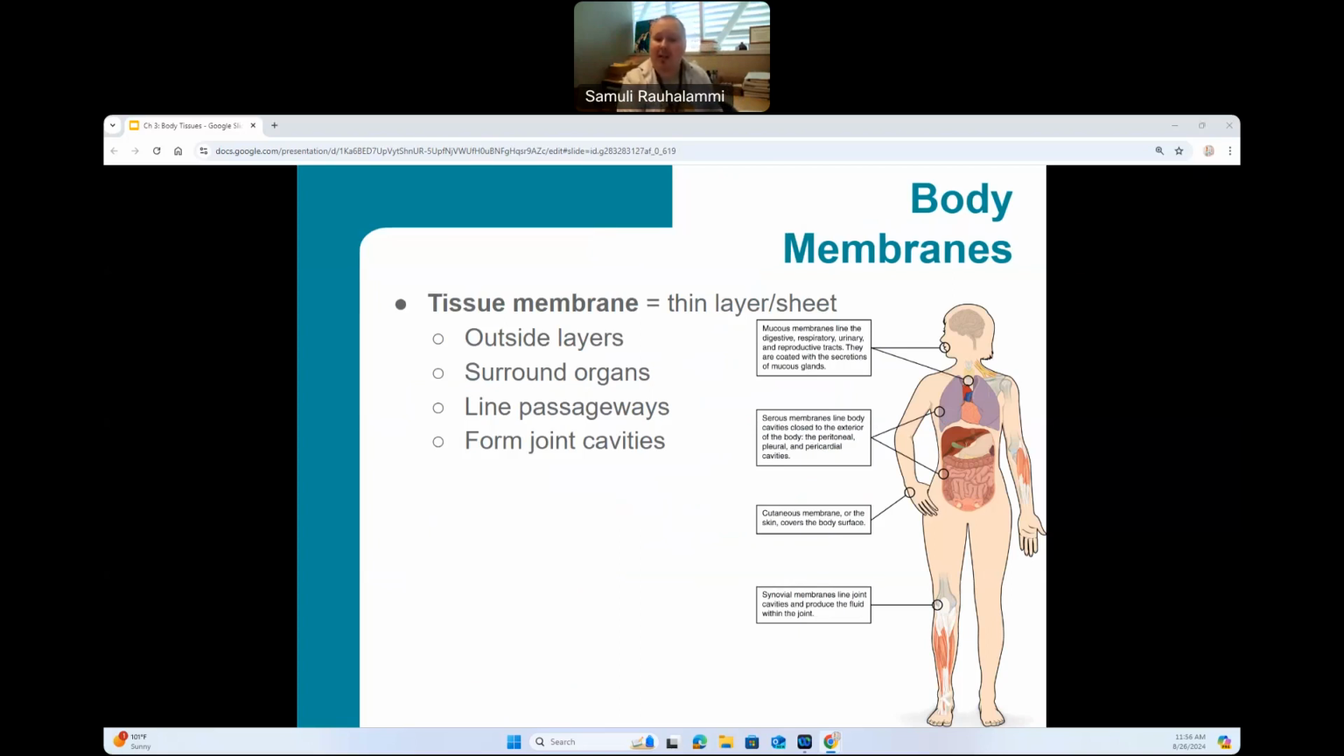We also see these tissue membranes when it comes to internal passageways, for example, stomach mucosa, and also lining the movable joint cavities when we get to look at various different kinds of joints. So they form kind of sacs within those spaces.